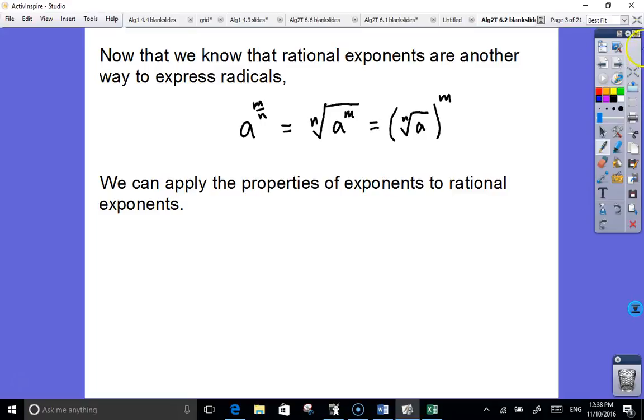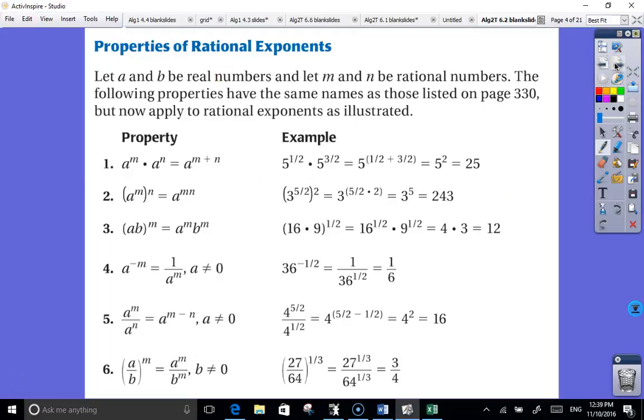Now, when you apply the properties of exponents to rational exponents, you get the properties of rational exponents, but they're the same properties, right? There's nothing in this list that wasn't in the properties of exponents. It's actually one thing that's missing from this list that was in that list. We'll go through these, see if you can think of the one that's in the properties of exponents. There's 7 of them, and we only have 6 here. Okay.